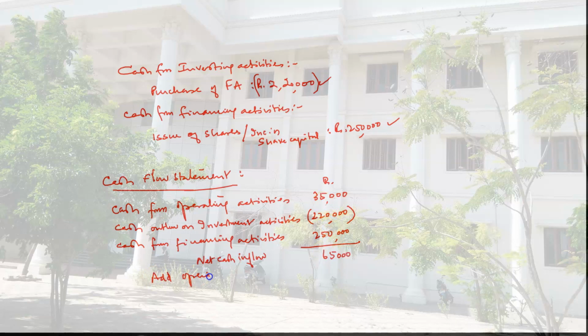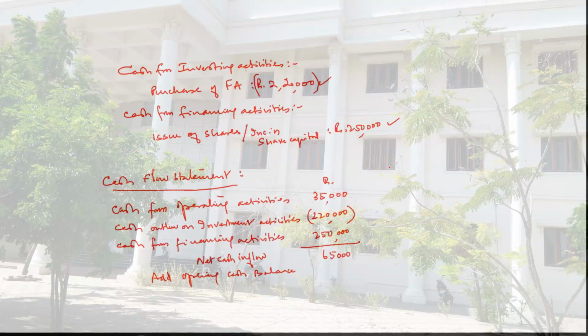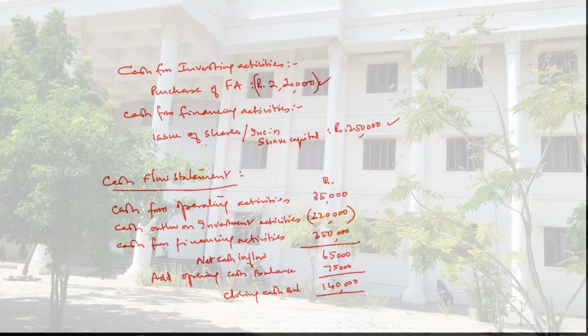Add opening cash balance. So if you go to balance sheet, opening cash balance is given as 75,000. That should be added. Closing cash balance would be 1,40,000. This is going to be your closing cash balance. If you look at it, the closing balance, cash in our bank balance is 1 lakh. So this is how the cash flow statement is to be prepared in case of a simple numerical question problem.